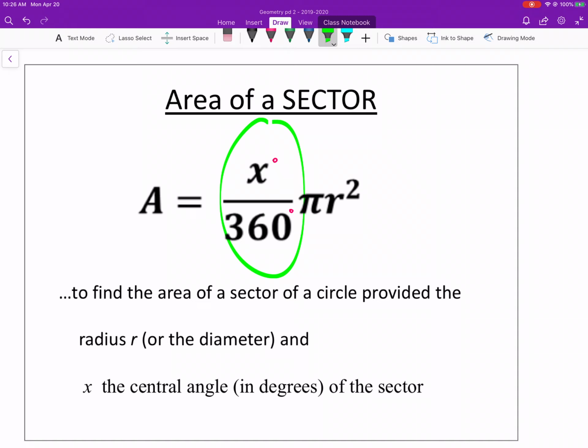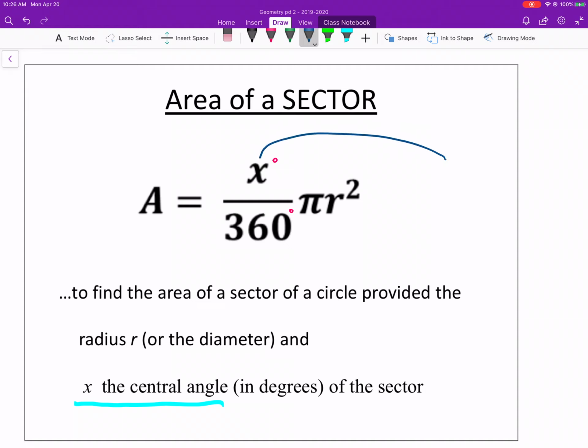So to find the area of a sector of a circle, we're going to use this formula, provided the radius or the diameter, and x, the central angle. The big idea here is x, the central angle in degrees of the sector. So I'll just make a side note, x, we need the central angle. That's just the angle that's in the middle of the circle. It meets at the center.